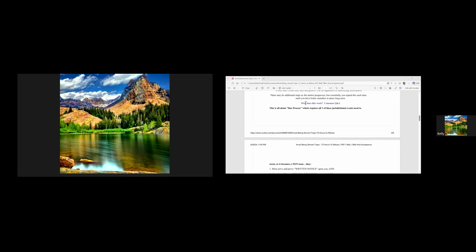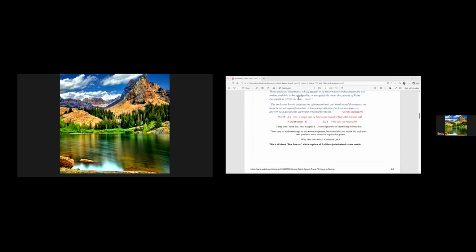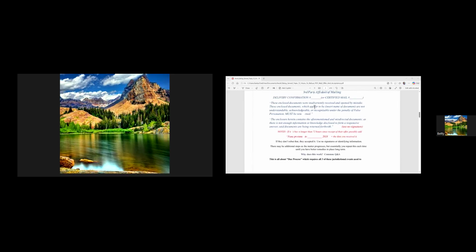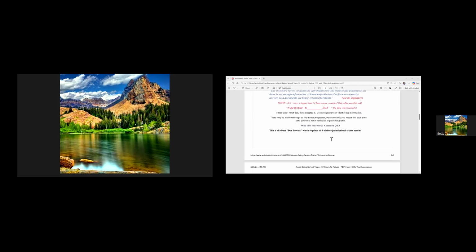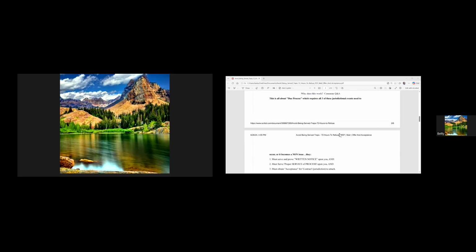This is the third party affidavit that you put on the back of the envelope. I've done it for months and months, and it really works. Okay, so I'm gonna start here. Why does this work? Questions and answers.